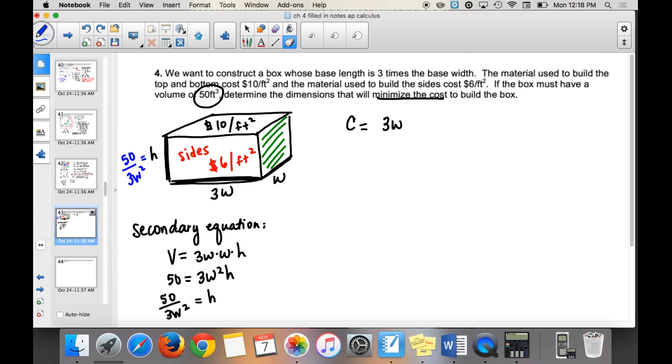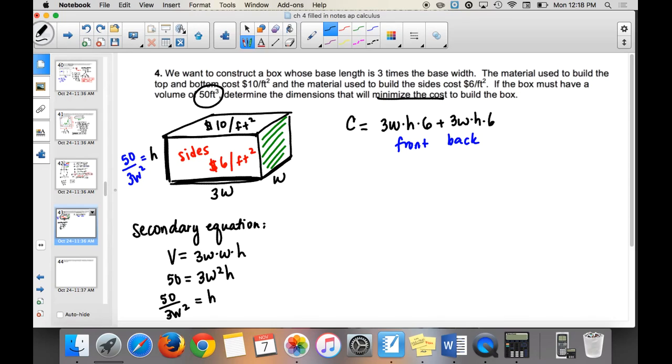Okay? So let's go back to the cost equation. For the front of the box, we're going to do the height times the base, right? So height times length, which is 3W times H. Maybe I'll write it out like that first, and then times the $6. That would be the front cost. If I asked you to find the area of just this portion right here, the area is 3W times H, right? And the cost is $6 per square foot. So times 6. That would be just the front. And then we also have the back. The back is the same thing, so it's also 3W times H times 6.